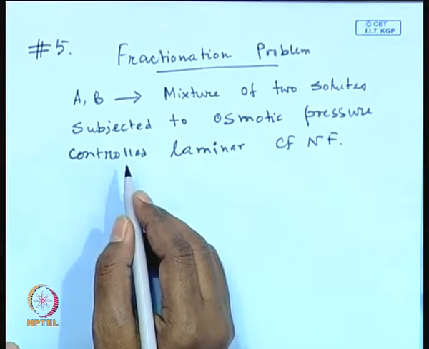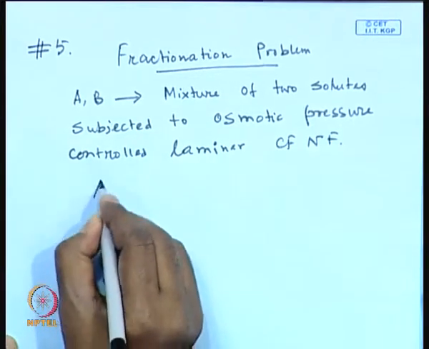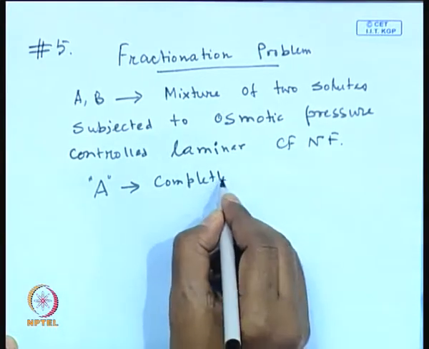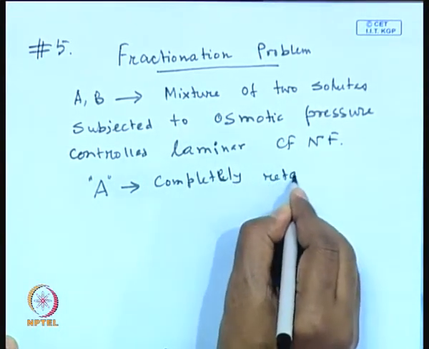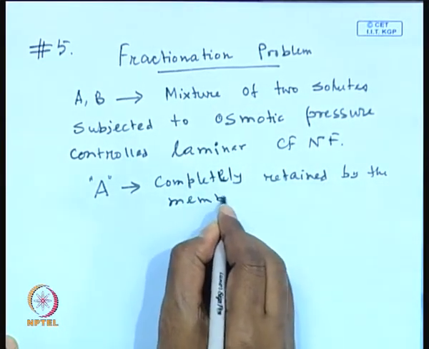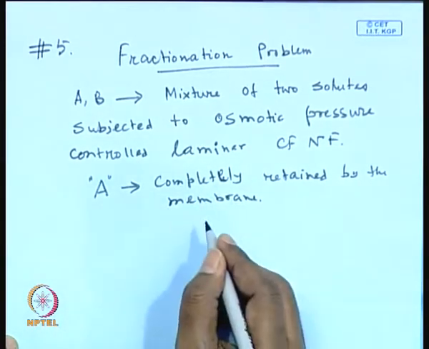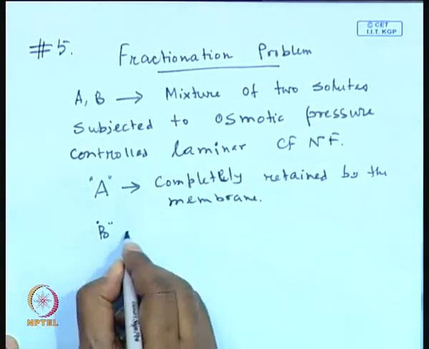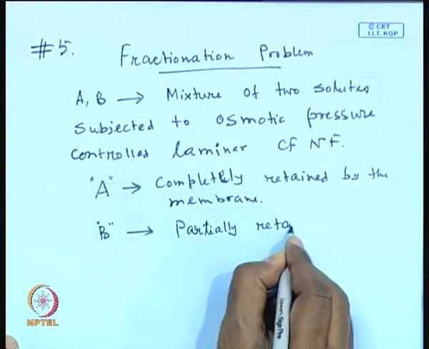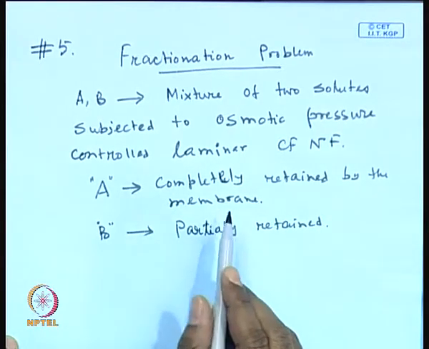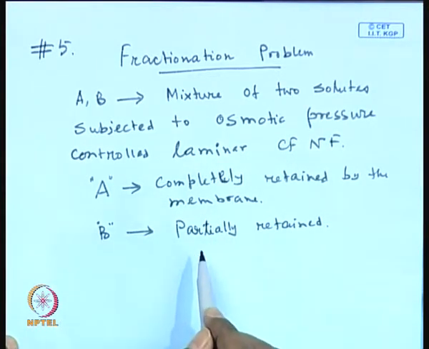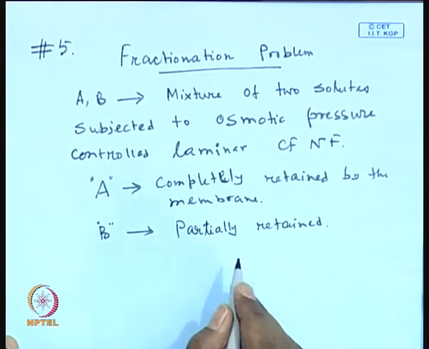Solute A is completely retained and solute B is partially retained by the membrane. A is completely retained by the membrane, and the whole system is at a steady state, and B is partially retained. That means real retention for component A will be equal to 1, real retention for component B will be something, okay, which is not equal to 1.